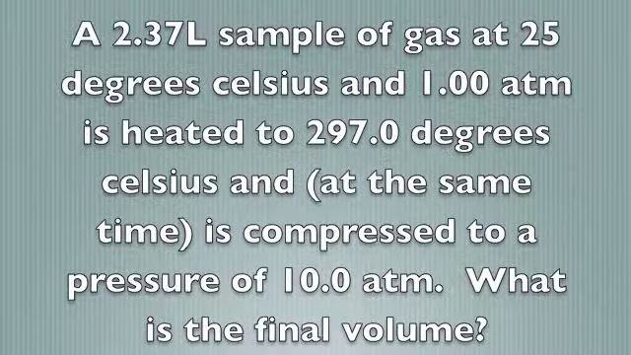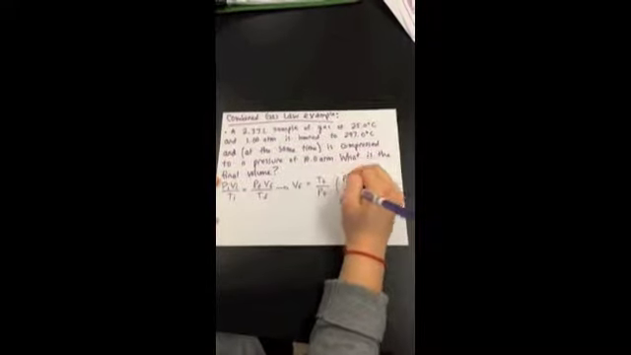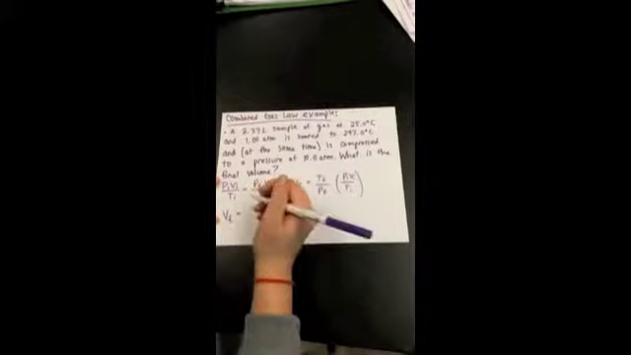Our next example is with the combined gas law. A 2.37 liter sample of a gas at 25 degrees Celsius and 1 atm is heated to 297 degrees Celsius and at the same time is compressed to a pressure of 10 atm. What is the final volume? So first we need to convert degrees Celsius into kelvins, which you guys can do on your own. Then we plug in the given values into the equation P1V1 over T1 equals P2V2 over T2, and this will give you your answer in liters.